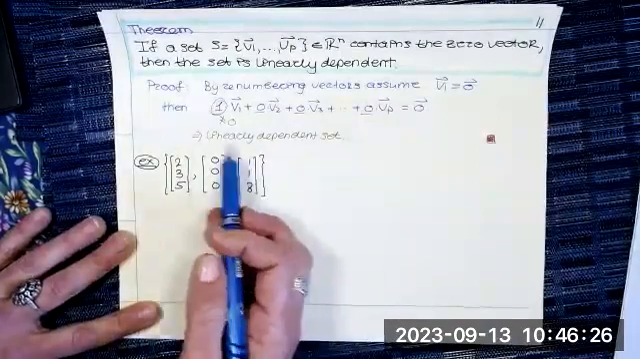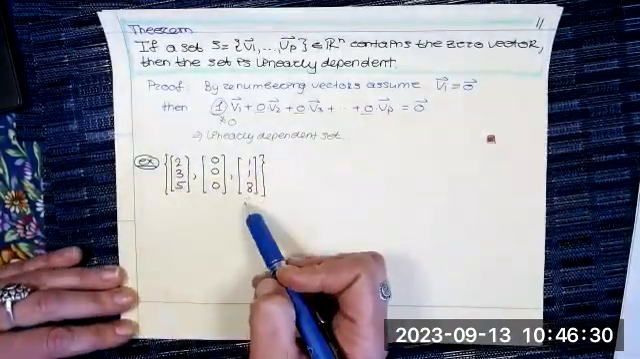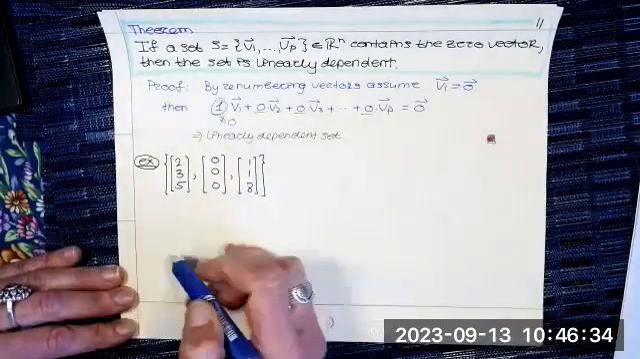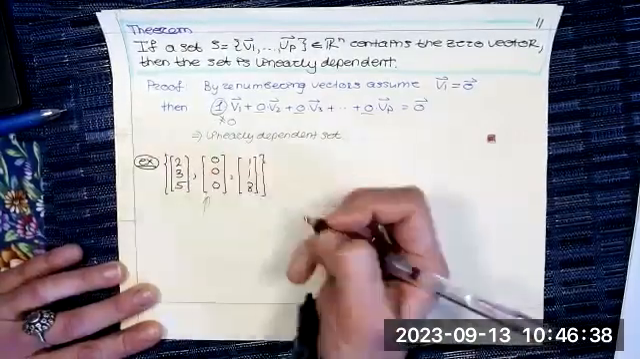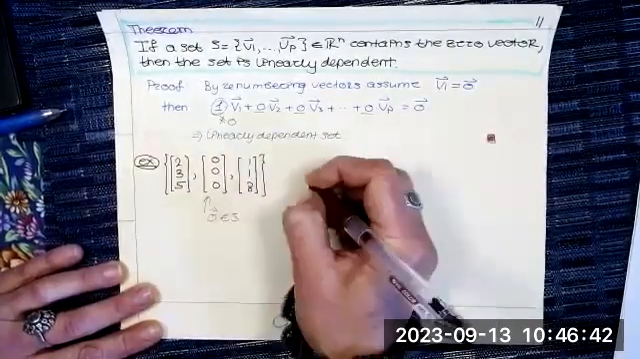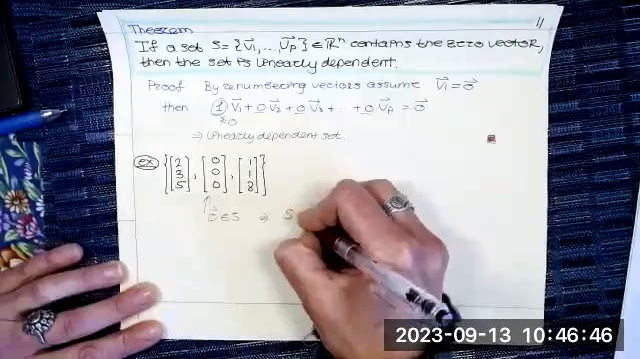So if you're trying to determine, like in this example, 2, 3, 5, 1, 1, 8, 0, 0, 0, I have three vectors of dimension 3, but I can immediately conclude that because the zero vector belongs to my set S, my set S must be linearly dependent.